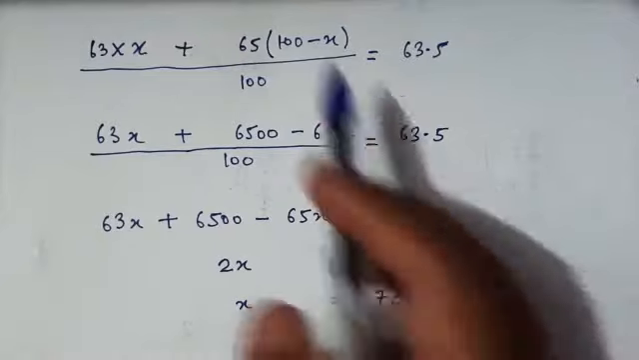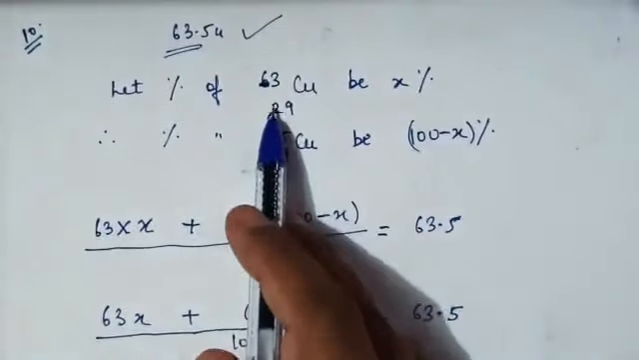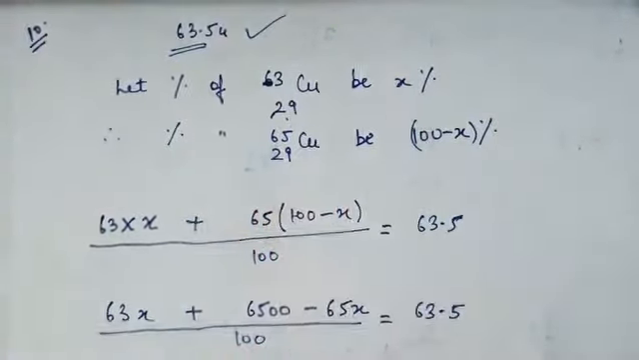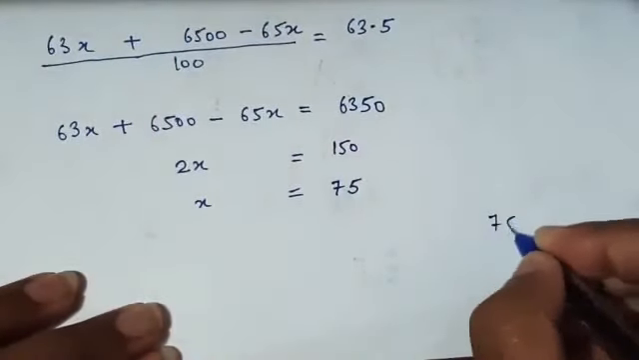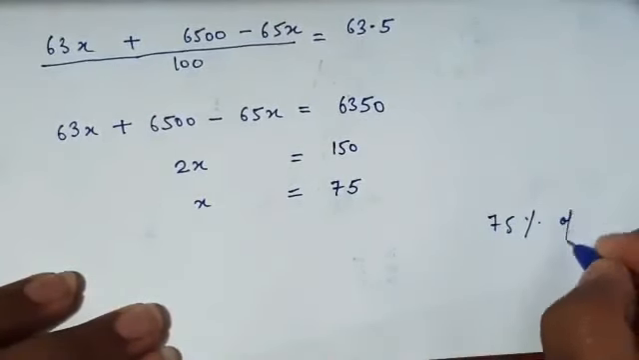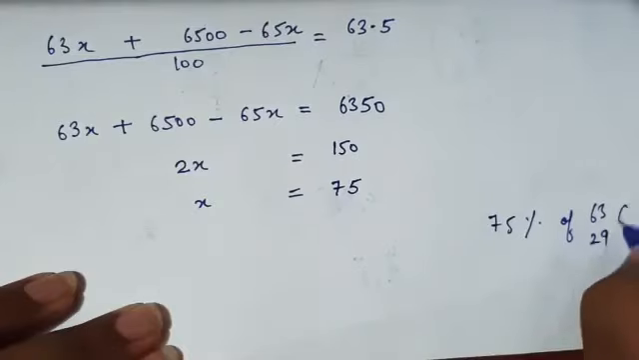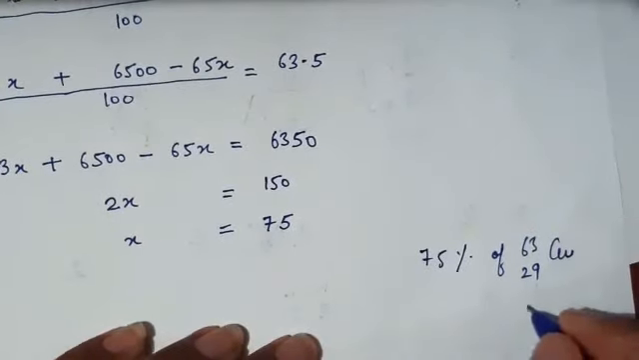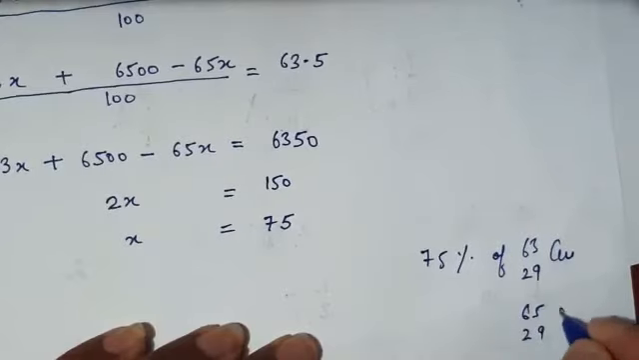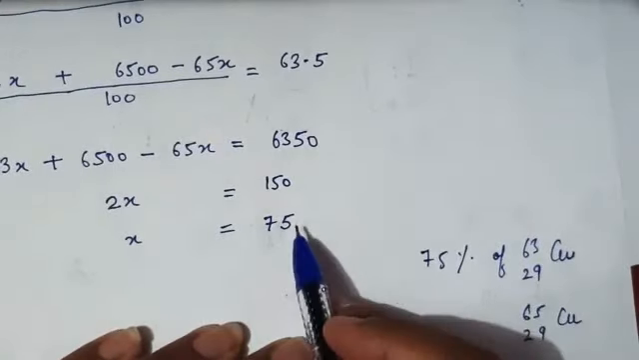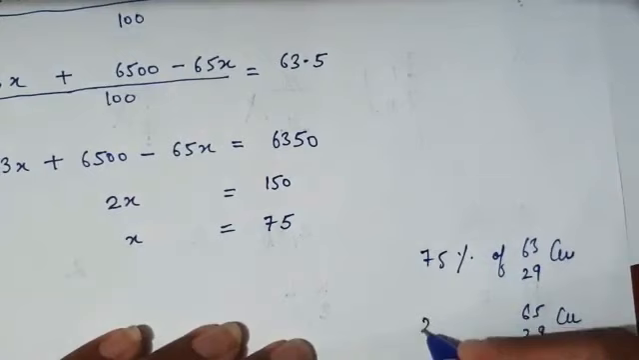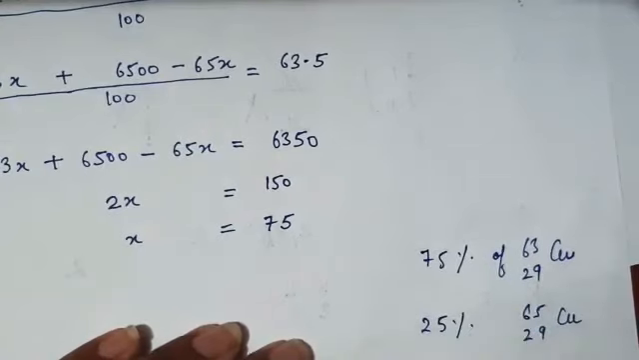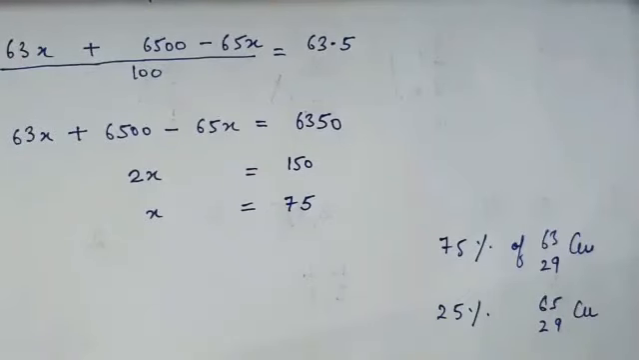So the percentage of 63Cu29, that will be 75%. And the percentage of second isotope, that is 65Cu29, that will be 100 minus 75, that will be 25%. Clear, students? So the answer is 75% and 25%.